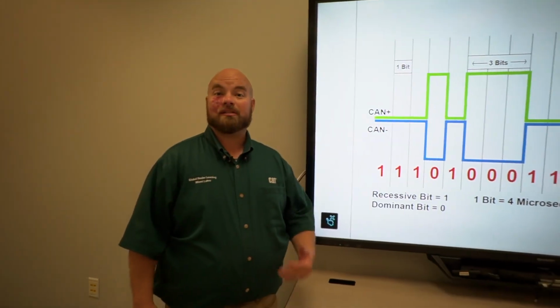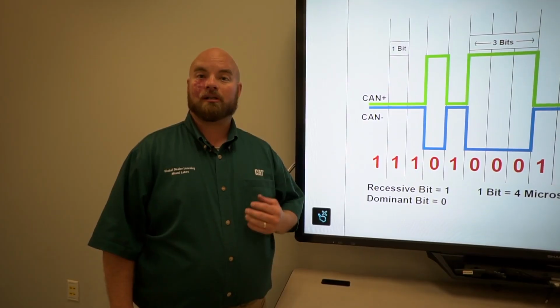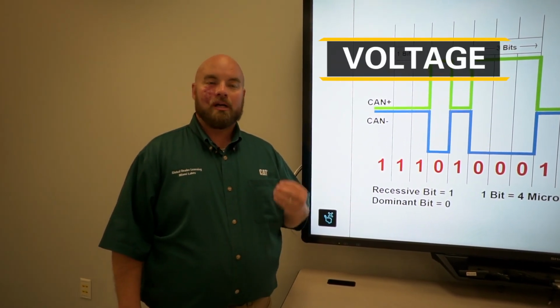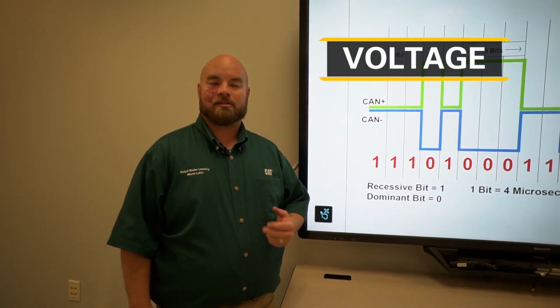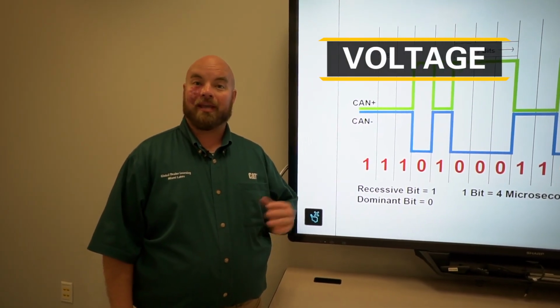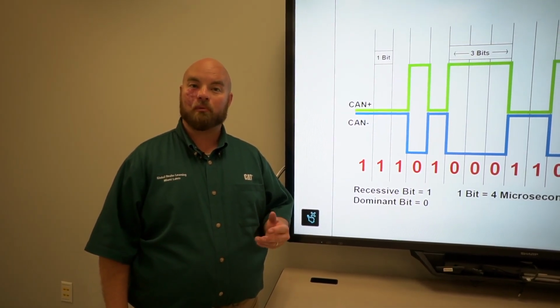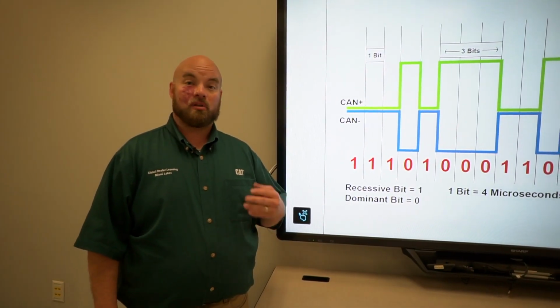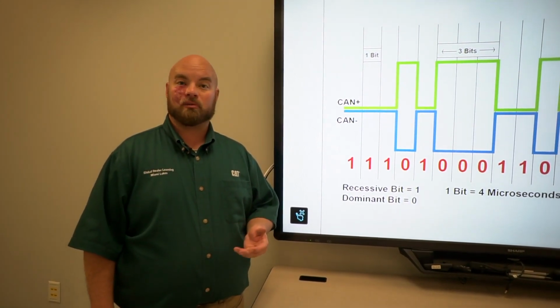All right, so we looked at resistance on a CAN network. So let's talk a little bit about the CAN network from the perspective of voltage, okay? We're gonna go out and look at the signal on an oscilloscope of the CAN signal, both the CAN plus and the CAN minus. But before we do that, I want to give you a little bit of an idea of what to expect when we see that, which also gives us an idea of what's happening voltage-wise.